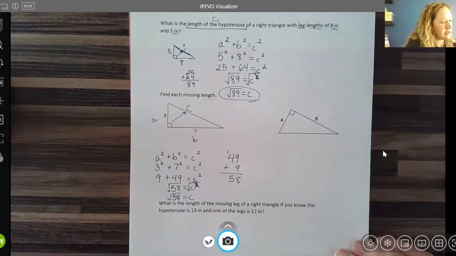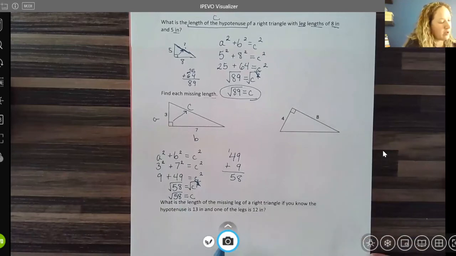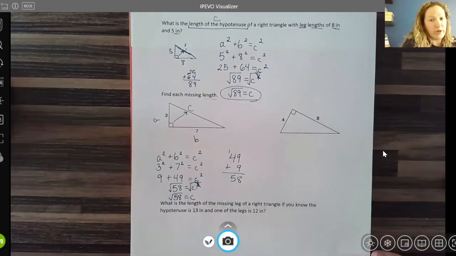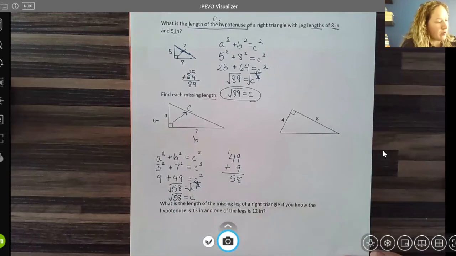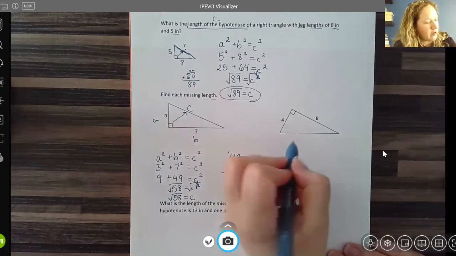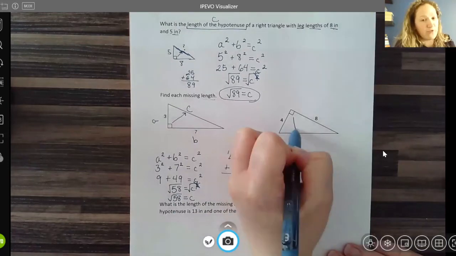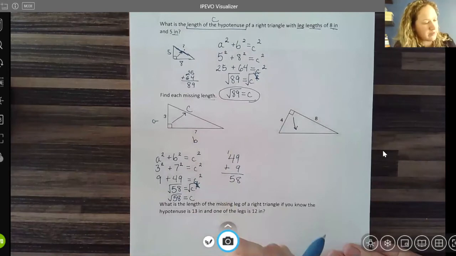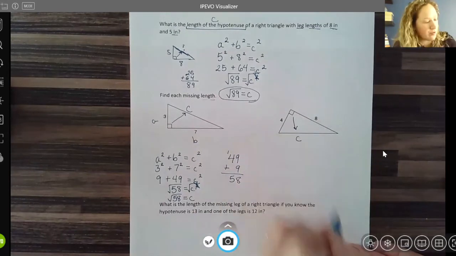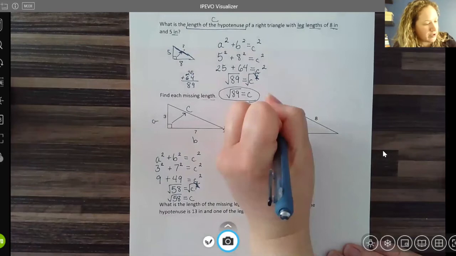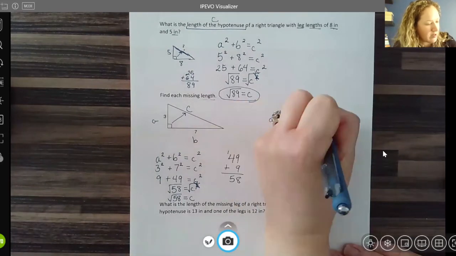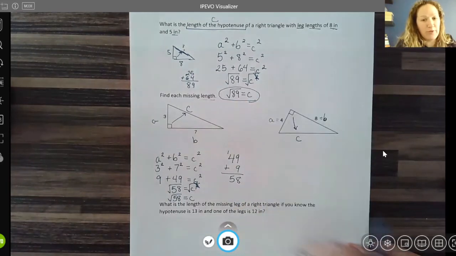I'm going to jump down to this last one, okay? This one I think that you can do on your own now that we have an example. Again, remembering across from my right angle, that's my side C. So you could use 4 as a number for A and 8 as your number for B, and then you want to solve C by itself.